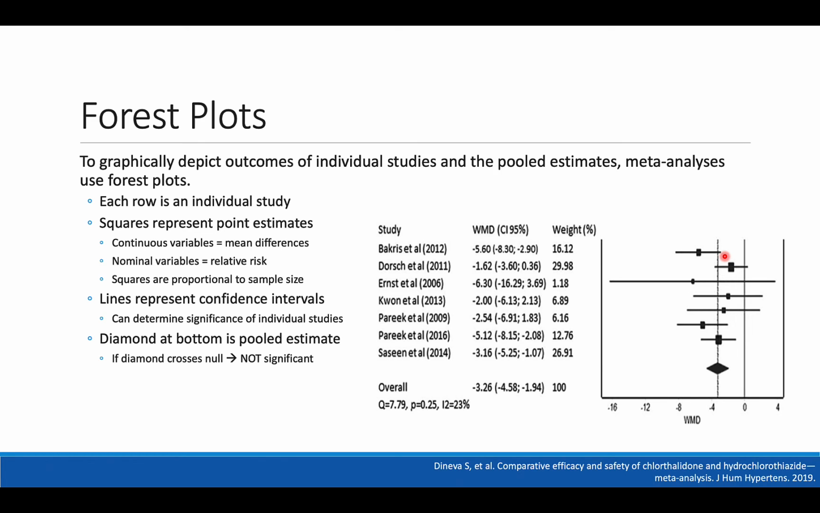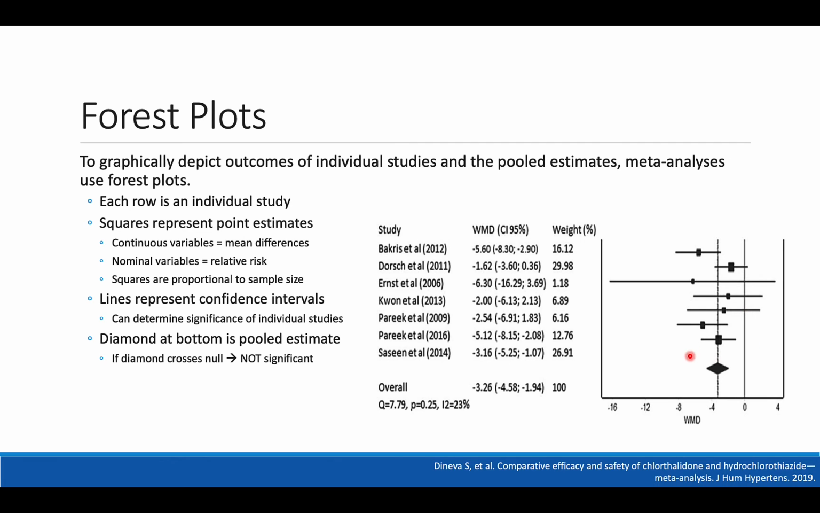You can see that the next study down by Dorsch and colleagues in 2011 has a weighted mean difference of negative 1.62, which is also depicted here by the square. And the 95% confidence interval did cross 0, which means that the study showed no significant difference between groups. And there were a couple other studies here, just these couple ones below that, that also crossed 0 and showed no significant difference between groups.